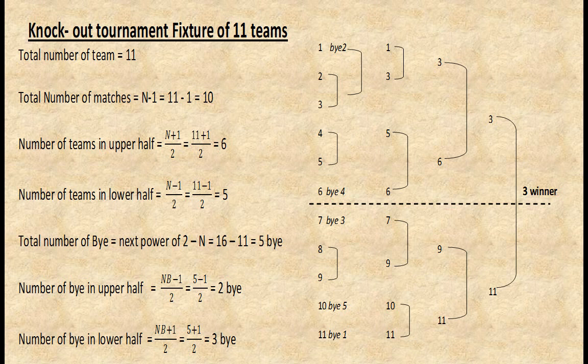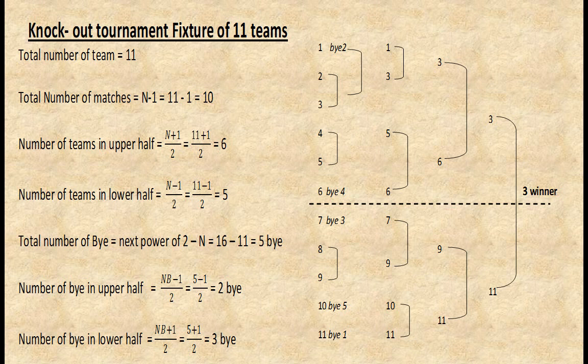Now we will make the picture. First, we will write all teams 1, 2, 3, 4, 5, 6, 7, 8, 9, 10, 11. Now we will distribute the teams in two halves, lower and upper. How many teams? We have calculated how many teams will be in upper half. How much? 6. So we will put one dotted line below the 6. So we have distributed the teams in two halves. 6 teams will be in upper half and 5 teams will be in lower half.